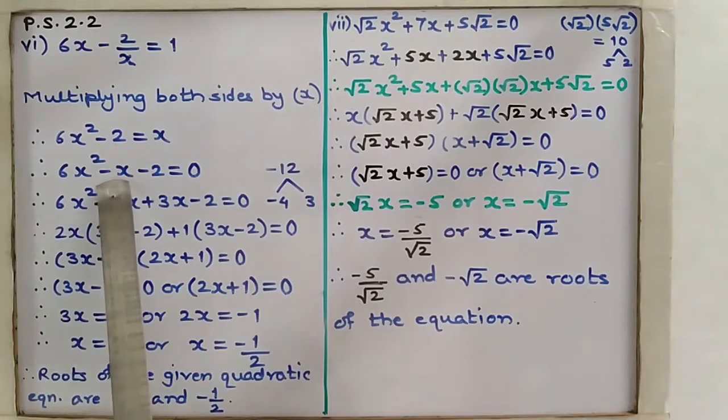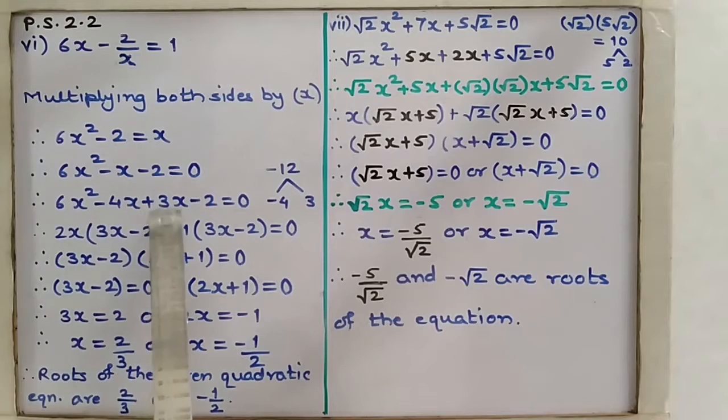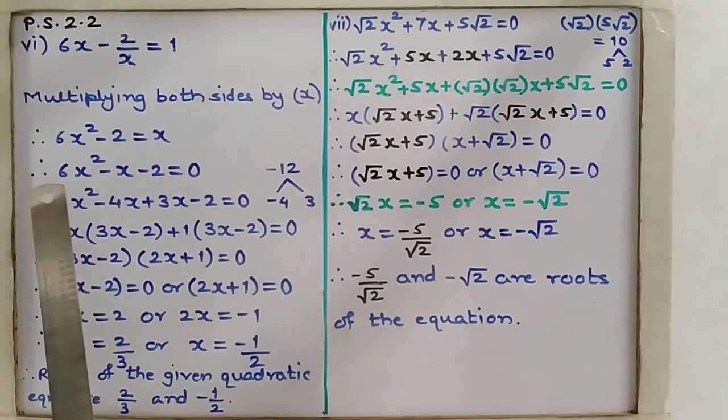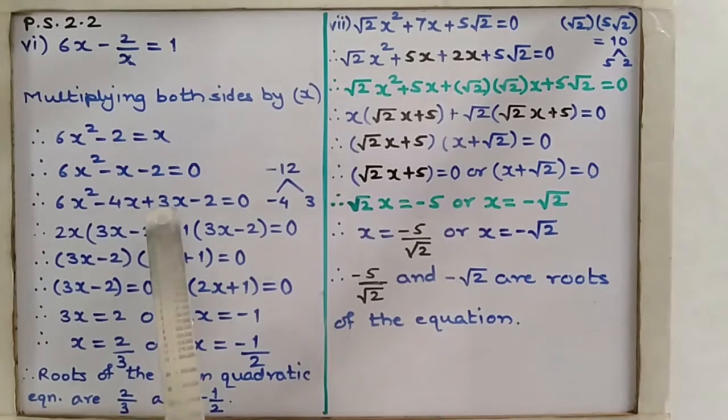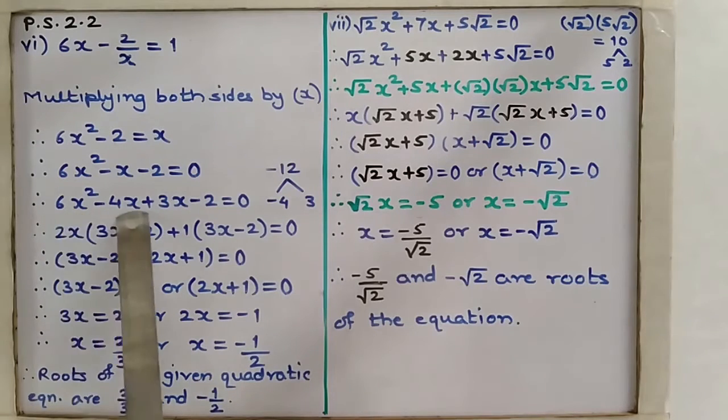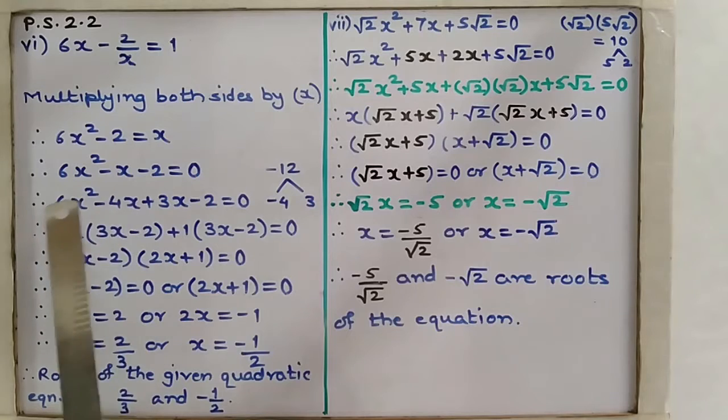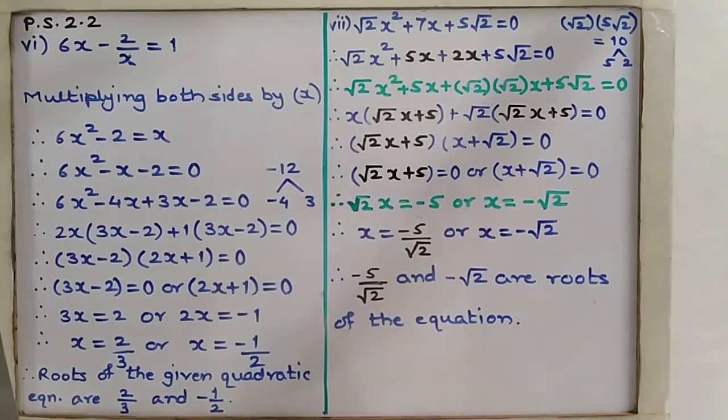Now we'll split minus x as minus 4x plus 3x. So we'll write down 6x square minus 4x plus 3x minus 2 equal to 0. Now look at these two terms. From these two terms we can take 2x as common.